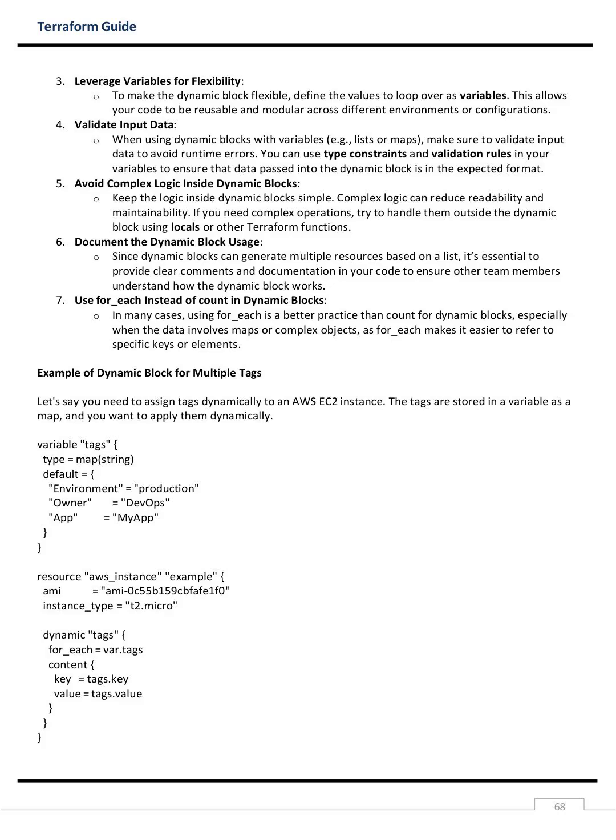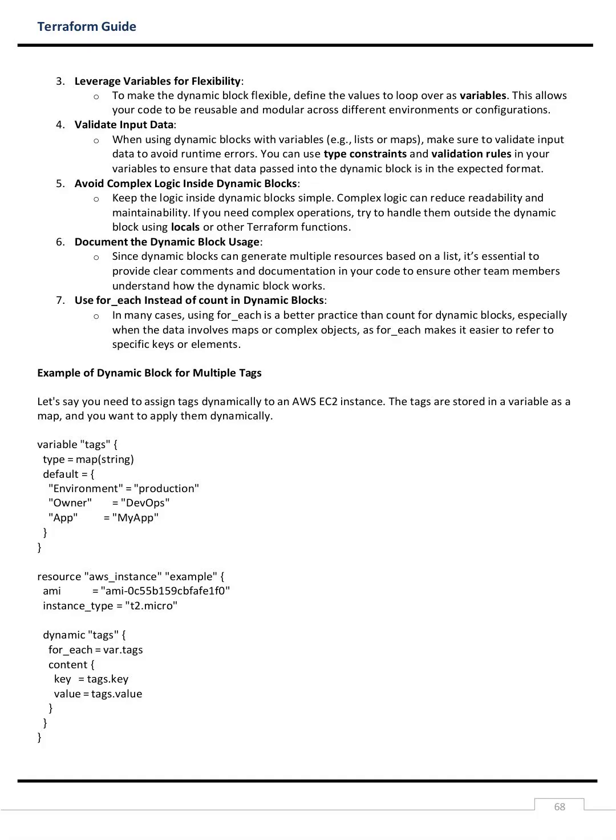Terraform Guide. 3. Leverage variables for flexibility. To make the dynamic block flexible, define the values to loop over as variables. This allows your code to be reusable and modular across different environments or configurations.